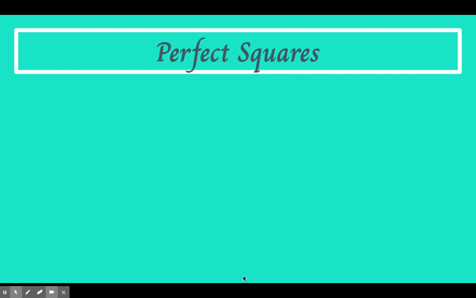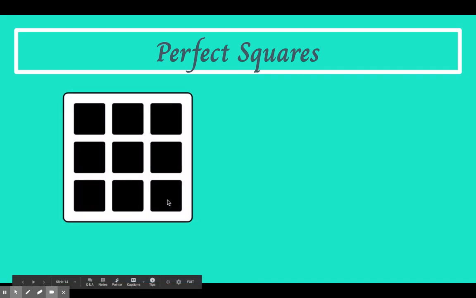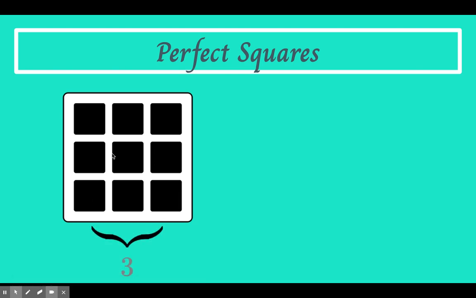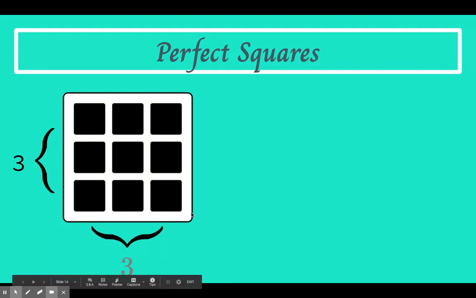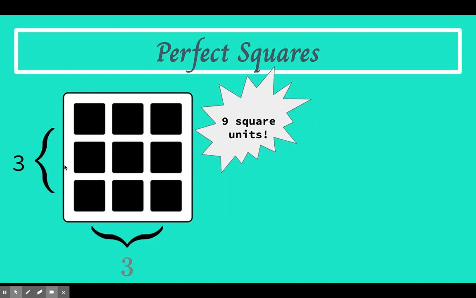Okay, perfect squares. So if you look at this square here, you can see that our width, we have 3 squares. Our height is going to be over here on the left-hand side, where we also have 3 squares. This is why it's called a perfect square. This is also why it's called 3 squared, because there's 2 of them, okay? Width times height, or length times width, same thing. So a perfect square would be, in this case, 9 square units, because there are 3 on the bottom and 3 going up. 3 times 3 is 9, and we get 9 units here.